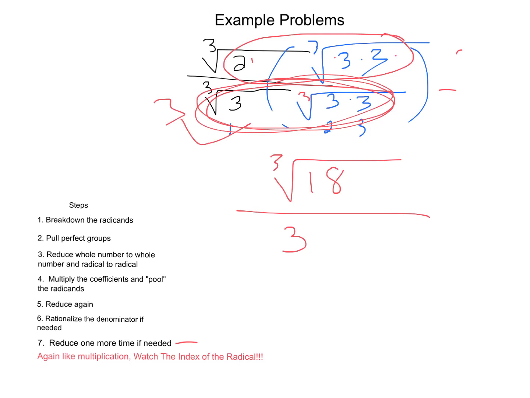Now it says to reduce if possible. But again, remember, this right here is a radical. This right here is a regular number. We can't intermix the two. Therefore, this is your final answer.